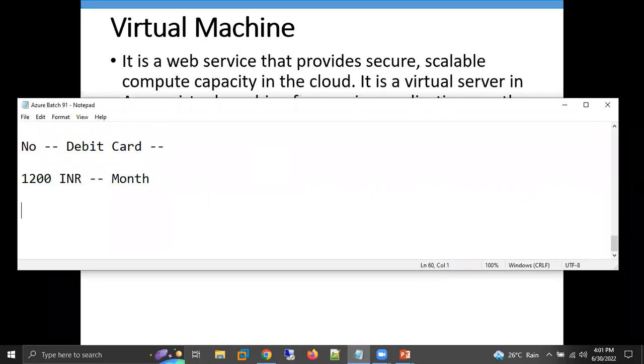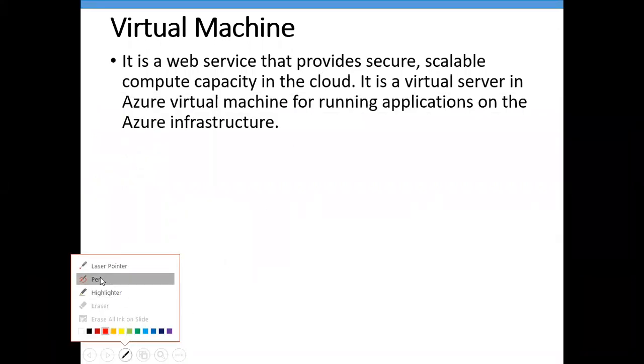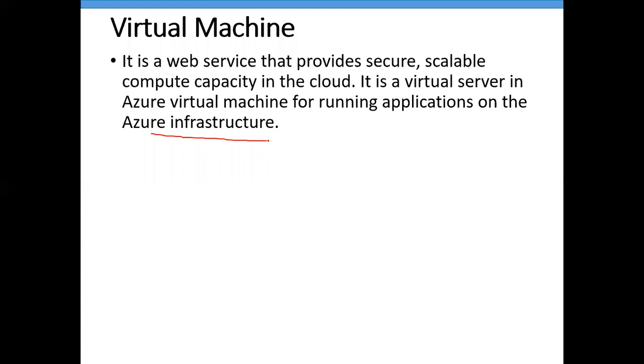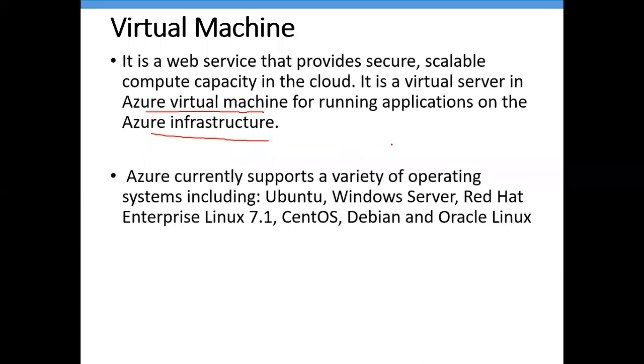But we can create the type of machine we require to do our office work. We can create our virtual machine, the computer, in our cloud. On which infrastructure? On Azure infrastructure. Whenever we create our own computer on Azure infrastructure, that is called an Azure Virtual Machine. Under Azure, these are the types of operating system we can install: Ubuntu, Windows, Red Hat, Oracle, Linux.